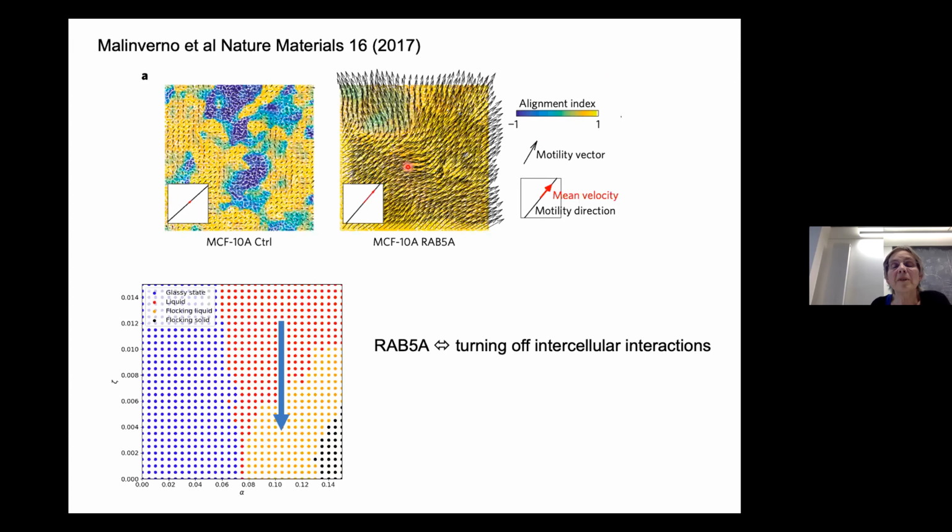Okay, so these are the experiments that I showed you, these very nice experiments. You start with an active turbulent-like state. You get rid of the cell-cell interactions, probably, but no one's quite sure what this does, but it probably weakens the cell-cell junctions. Weakening cell-cell junctions means that my zeta variable, the strength of my dipolar force, decreases. And so I move from a liquid-like state into a flocking state. So that at least can be explained by this way of thinking about things.